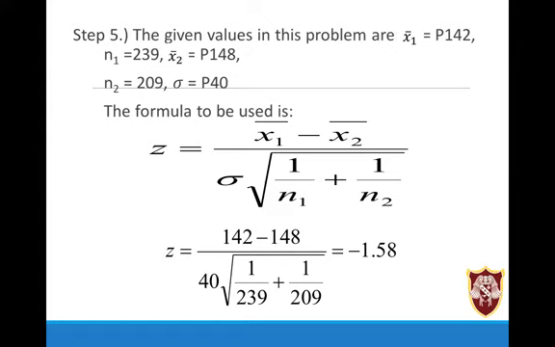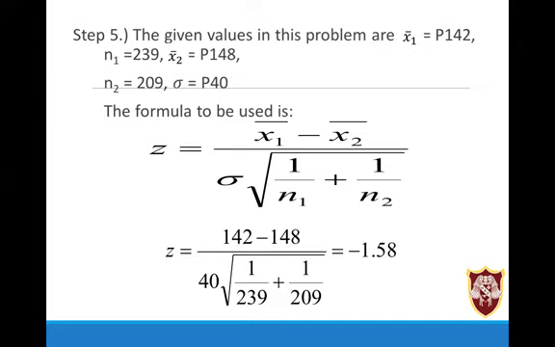Okay, so the given values in the problem are mean x of 1 equals 142 pesos, sample size 1 is 239, mean value for the second sample is 148 pesos. And then the sample size for the second group is 209, with a population standard deviation of 40 pesos. So that's the formula to be used. So that is for z comparing a sample with a population.